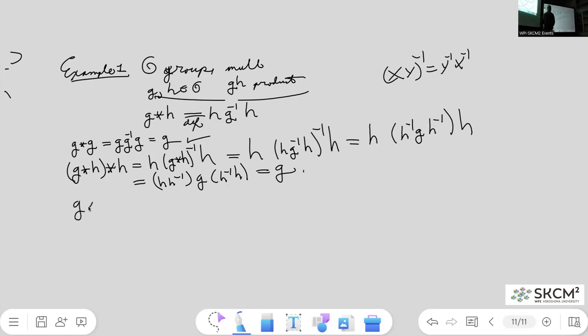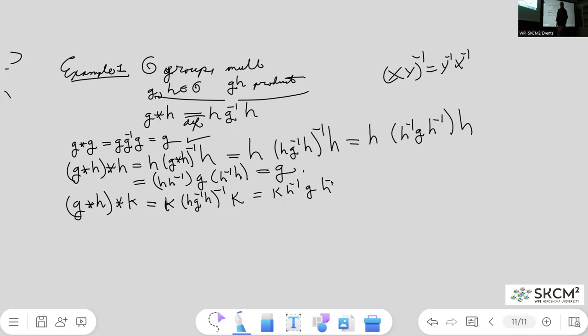And finally, G times H times K is going to be equal to K times the inverse of G times H. The inverse of G times H is the inverse of H, G inverse H. And we're going to multiply by K. So we get K, H inverse, G, H inverse, K. That's what happens if I do it that way.